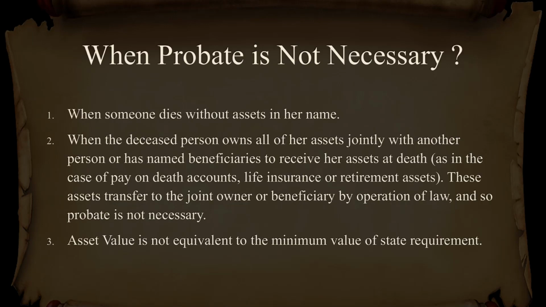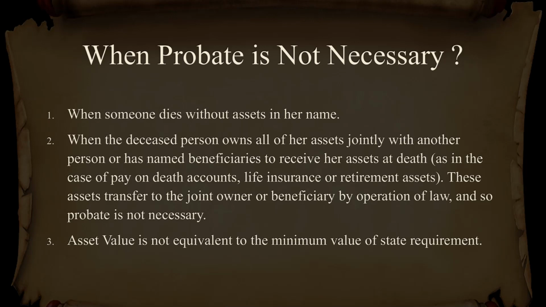Then let us see when probate is not necessary. First one is when someone dies without assets in her name. Second one is when the deceased person owns all of her assets jointly with another person or has named beneficiaries to receive her assets at death, as in the case of pay-on-death accounts, life insurance, or retirement assets. These assets transfer to the joint owner or beneficiary by operation of law, and so probate is not necessary.